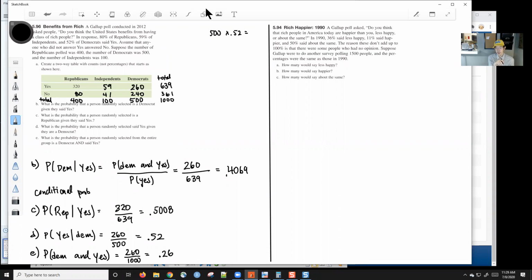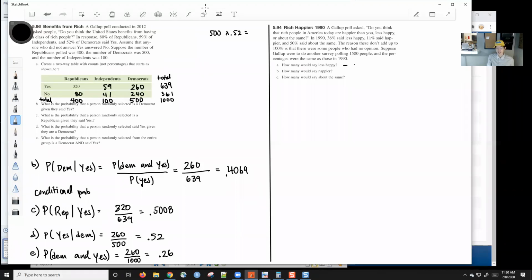594 says a Gallup poll asked, do you think that rich people in America today are happier than you, less happy, or about the same? 36% said less happy. 36% said rich people are less happy than them. 11% said happier and 50% said about the same. The reason these don't add up to 100 is that there were some people who had no opinion. Suppose Gallup were to do another survey polling 1,500 people, and the percentages were the same as those in 1990.